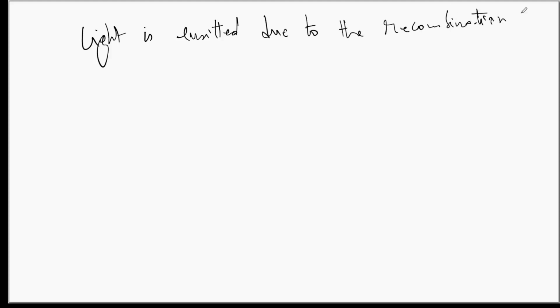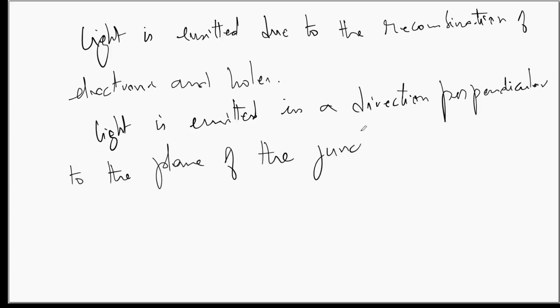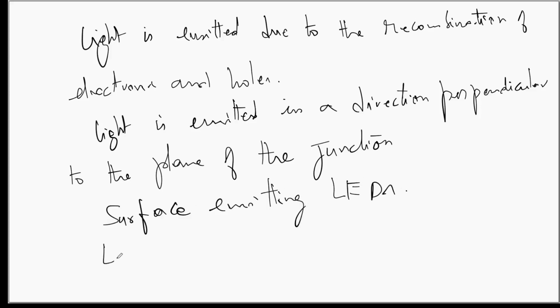In an LED, light is emitted due to the recombination of electrons and holes. Light will be emitted in a direction perpendicular to the plane of the junction. Since light is emitted in a direction perpendicular to the plane of the PN junction, these LEDs are also called surface emitting LEDs. LEDs operate in forward bias condition.